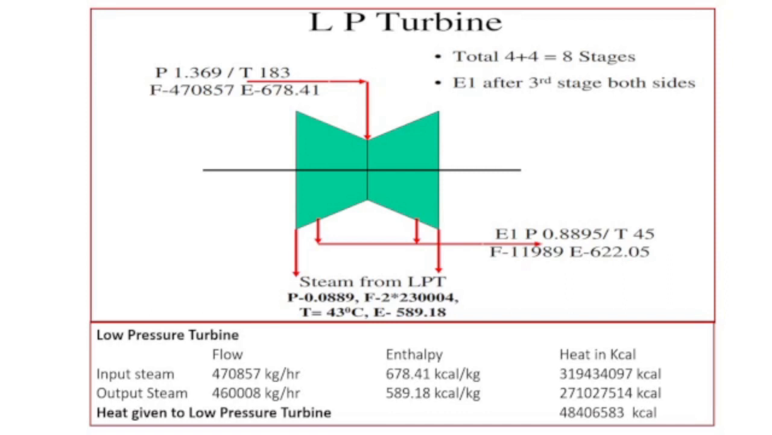The extraction parameters are also given, and the steam exhaust from the LPT is at a pressure of around 0.0889 kg per square centimeter absolute. There are 2 outlets, going into the 2 twin condensers, and the flow is 23,004 kg, temperature is 43 degrees centigrade, and enthalpy is 589.18 kilocalories per kg. The total heat given to the LP turbine comes out to be around 48,406,583 kilocalories.